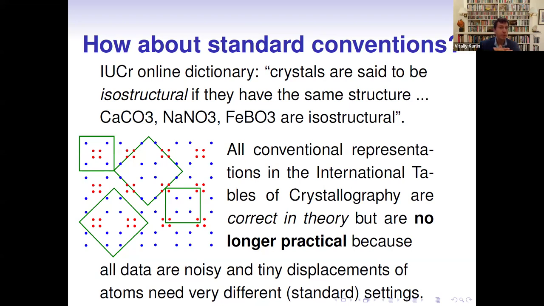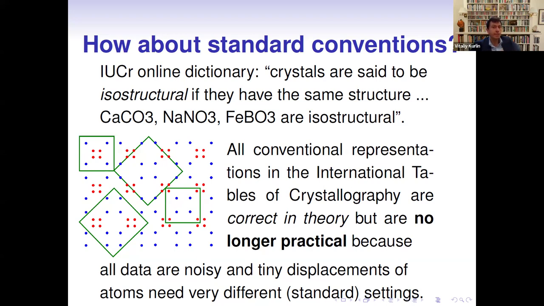So one particular attempt by the crystallography community, which is still visible right now in the IUCr, the International Union of Crystallography Online Dictionary. They have a concept of isostructural crystals, which seems relevant. Crystals are said to be isostructural if they have the same structure. And well, these examples are given. So the word structure, as you see here, is repeated twice. So isostructural is defined in terms of a structure.